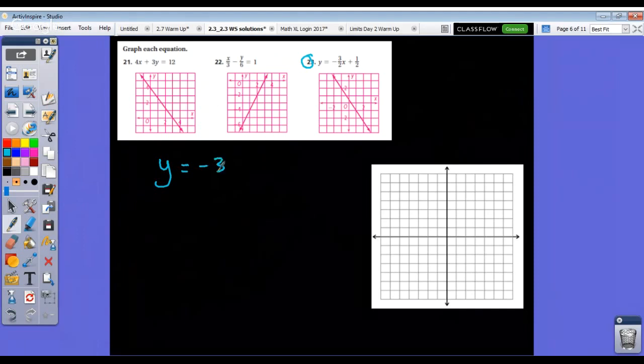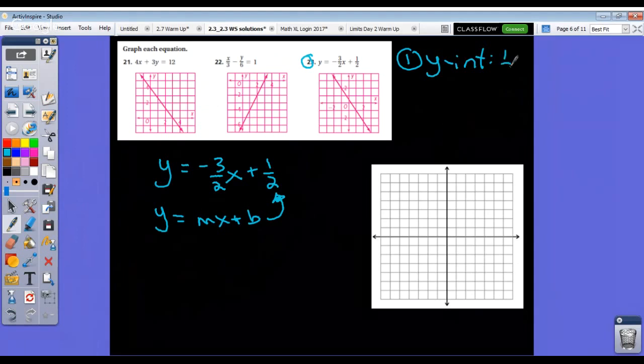y equals negative 3/2 x plus 1/2. Okay, so it's not going to be perfect. However, this time we are in y equals mx plus b. And when graphing y equals mx plus b, the first thing we're going to identify is the y-intercept. If you look at the picture, b is the y-intercept, which in this case is 1/2. So my graph is not going to be perfect unless I decide to count by 1/2. I'm just going to do my best and try to find 1/2 and put my first point.